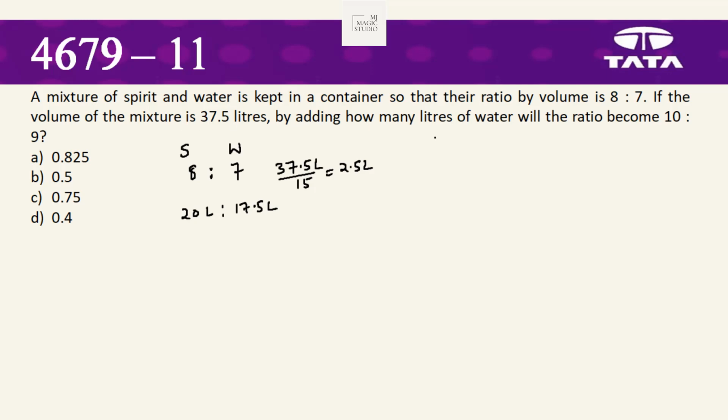By adding how many liters of water will the ratio become 10:9? So plus x, if I do, this is 10 and this is 9. We can see it is doubling. That means this should be equal to 18. x is equal to 18 minus 17.5. That is 0.5. So if we add 0.5 liters of water, the ratio will become 10:9. Option B is the pick.